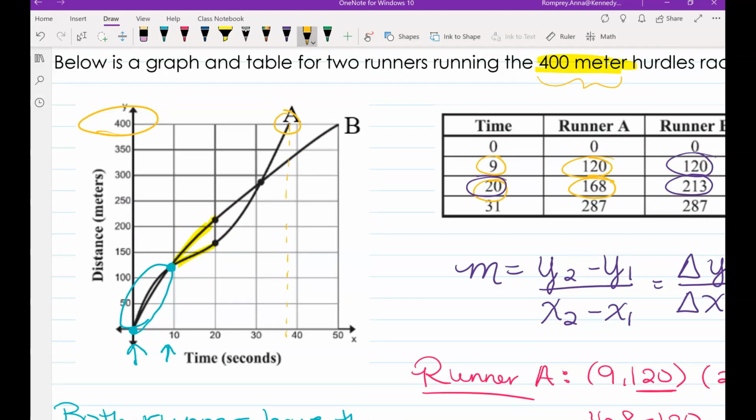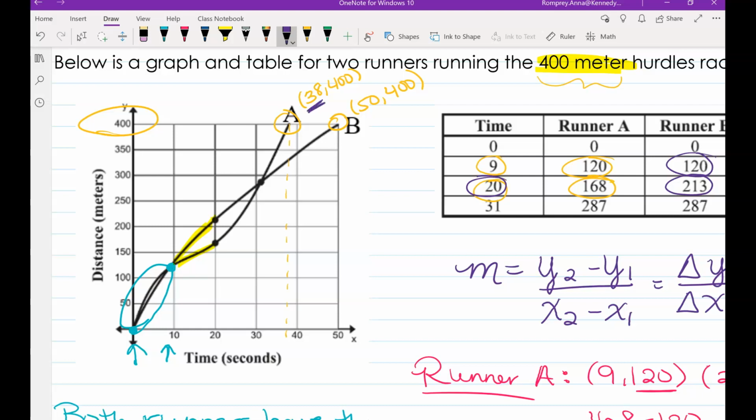So 38, 400. And what about runner B? 50, 400. So who runs the race faster? Now let's think about it. Speed, who runs the race faster? Do I want larger numbers or smaller numbers? Well, I'm talking about time. So whoever wins and runs it faster has the least amount of time, right?